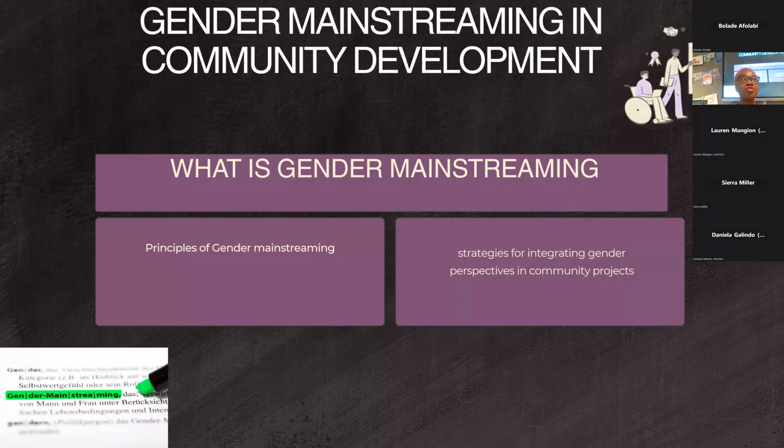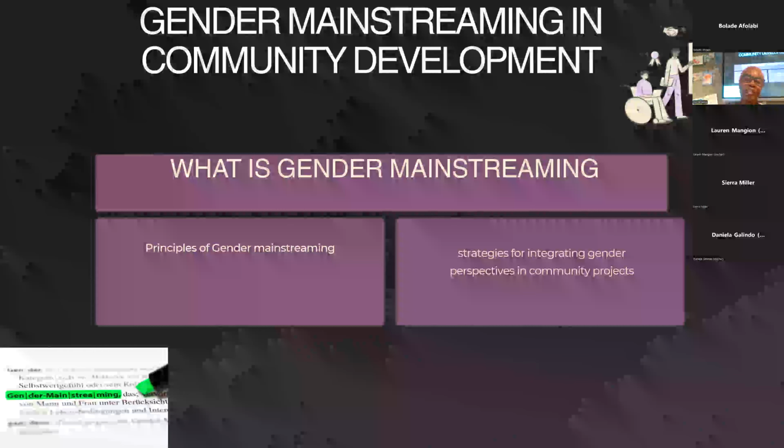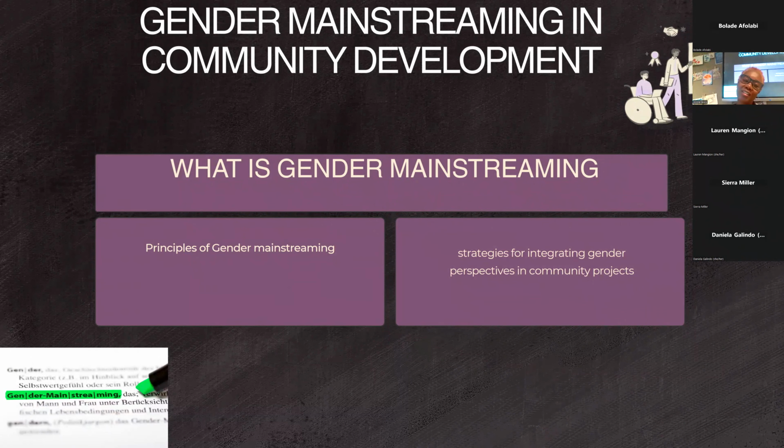Gender mainstreaming aims to solve, or address, those hidden gender inequalities. They might not be as hidden as we thought, but those subtle undertones of gender inequalities. So with gender mainstreaming, it helps to bring those to light, and then we can work on solving those.